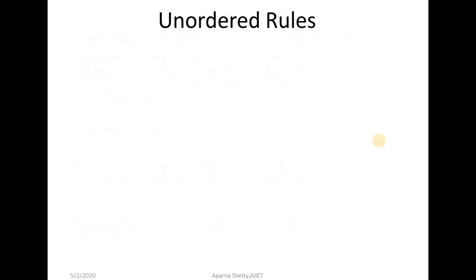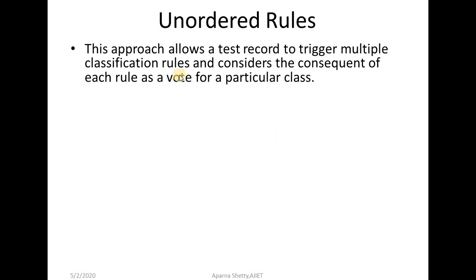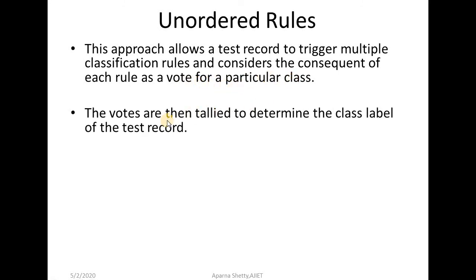Next solution, unordered rules. This approach allows a test record to trigger multiple classification rules and considers the consequent of each rule as a vote for a particular class. The votes are then tallied to determine the class label of the test record.